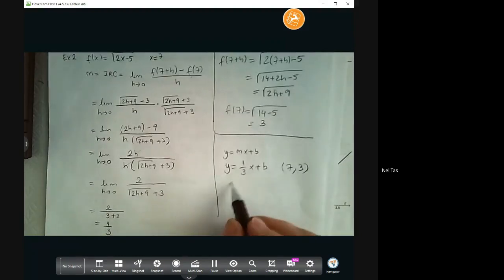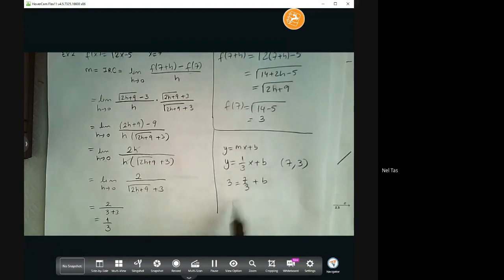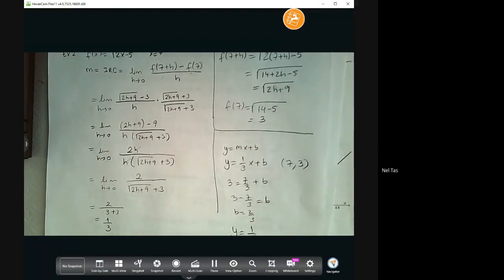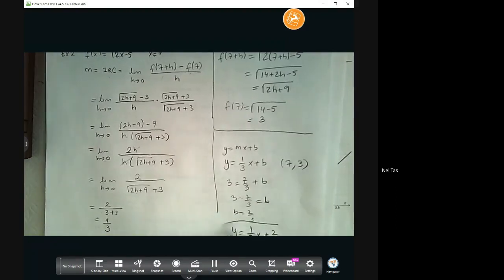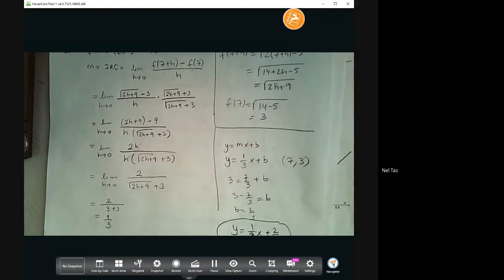Okay, so now 3 equals 1 over 3 times 7, which is 7 over 3, plus b. 3 minus 7 over 3 equals b. So 9 minus 7 is 2 over 3. So b is 2 over 3. So y equals 1 over 3 x plus 2 over 3. This is the equation of the tangent.